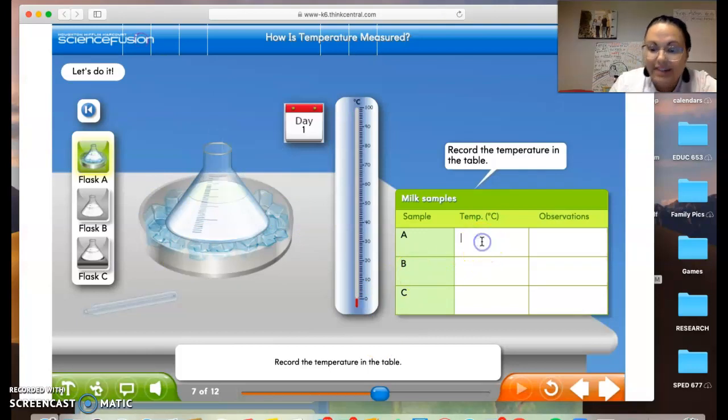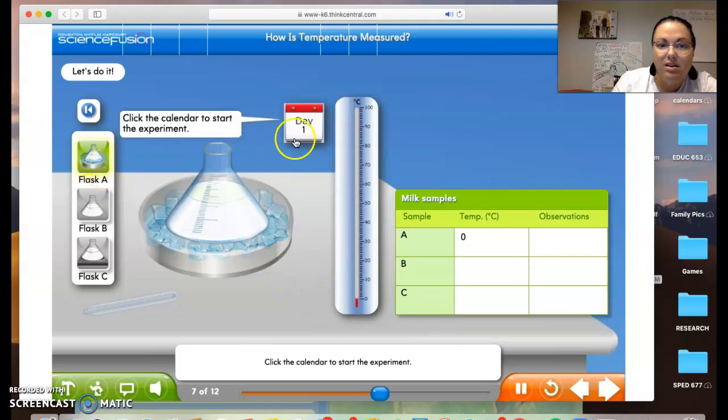Okay, let's measure it. It is right at 0 degrees Celsius, okay? So, now click the calendar to start the experiment.